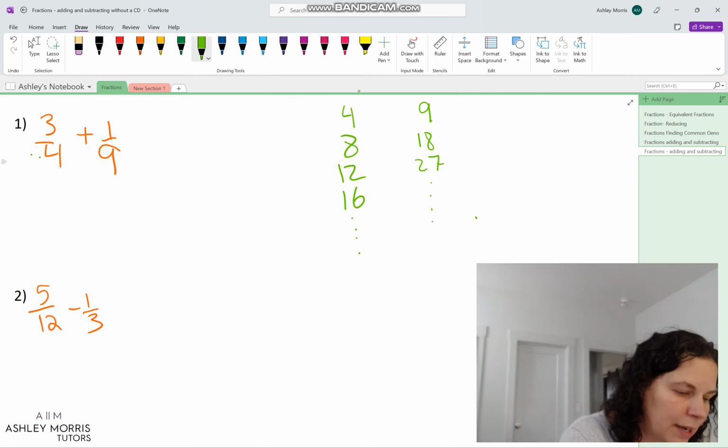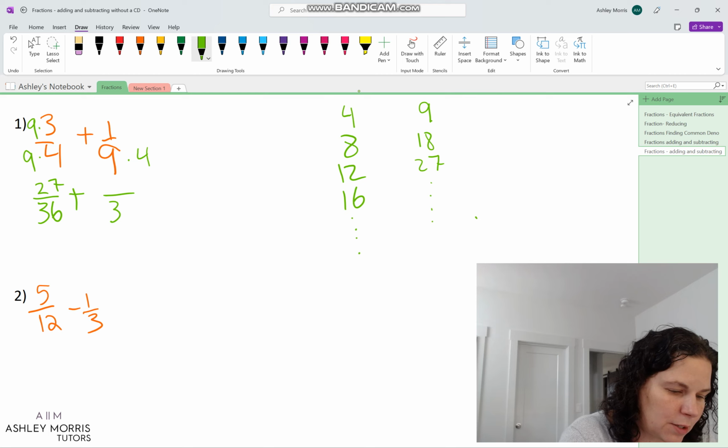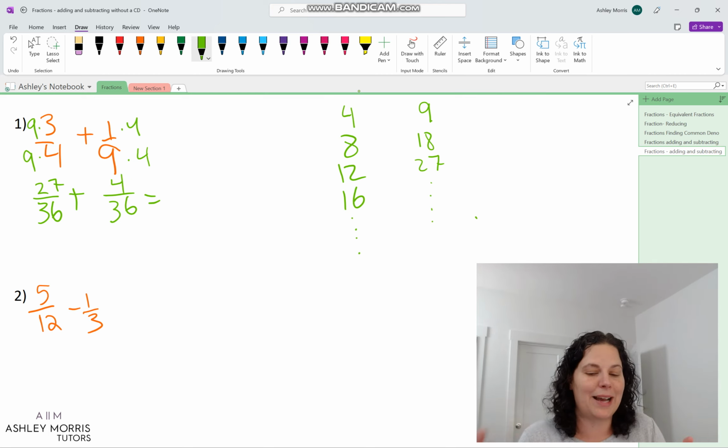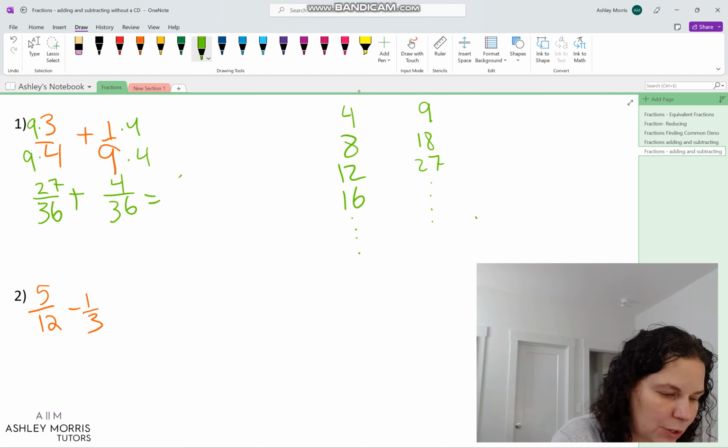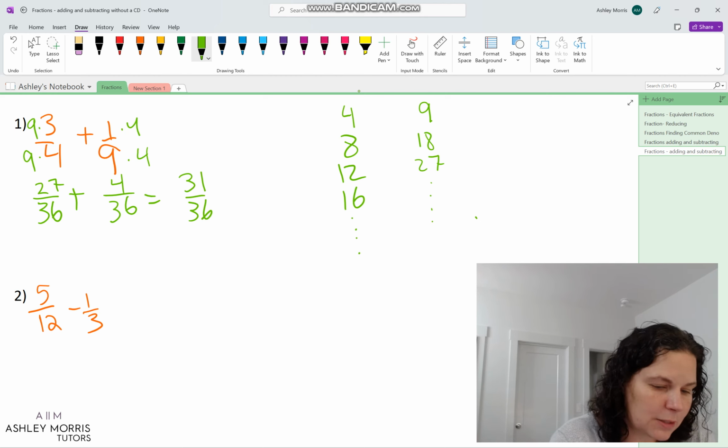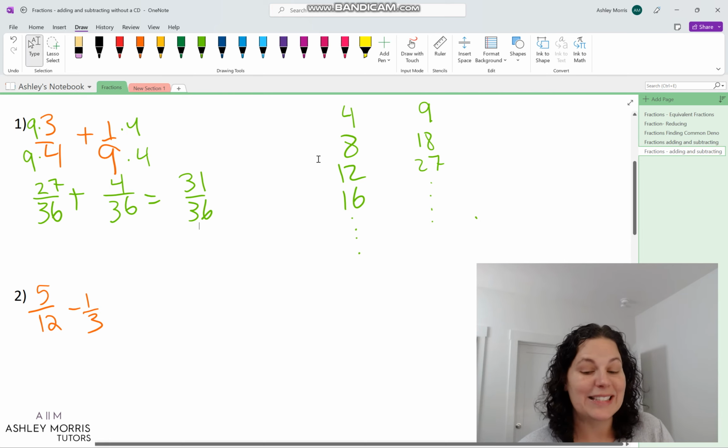So 4 times 9 gives me 36. 3 times 9 gives me 27. 9 times 4 is 36. 4 times 1 is 4. Oh, and this one we had to multiply by the 9 and the 4. That's going to give me 31 over 36. Reduce all that jazz if you can.